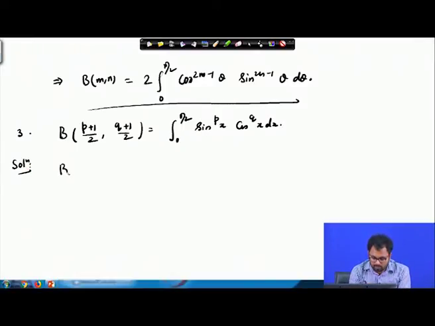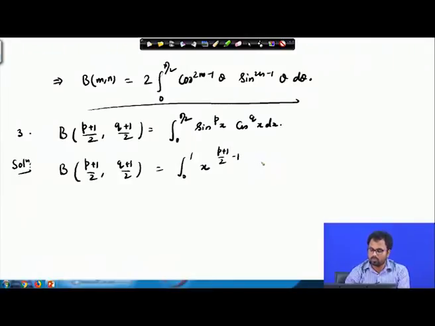So, we know beta of (p plus 1)/2 comma (q plus 1)/2 equals integral from 0 to 1 x to the power m minus 1. So, m minus 1 is (p plus 1)/2 minus 1, and (1 minus x) whole to the power n minus 1. So, this one is (q plus 1)/2 minus 1, dx. And now, I substitute.